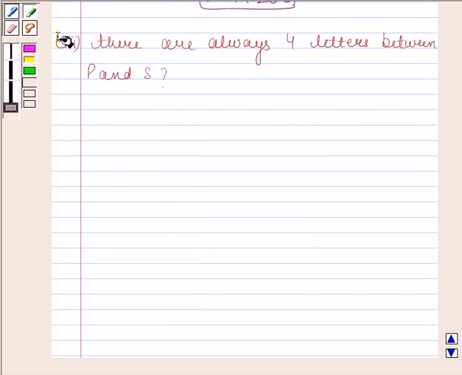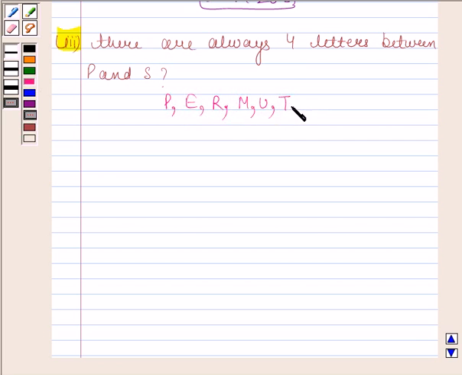Third part is, there are always four letters between P and S. In this part, we have to find the number of words where there are always four letters between P and S of the word permutations. Now, the 12 letters of the word permutations are P, E, R, M, U, T, A, T, I, O, N, and S. We have to find the number of words where there are always four letters between P and S.